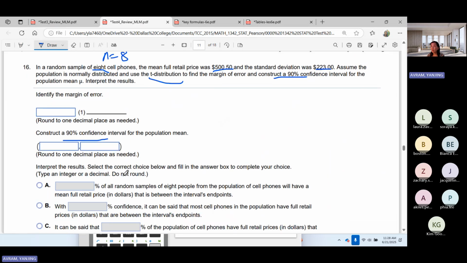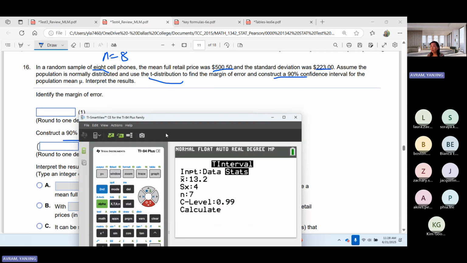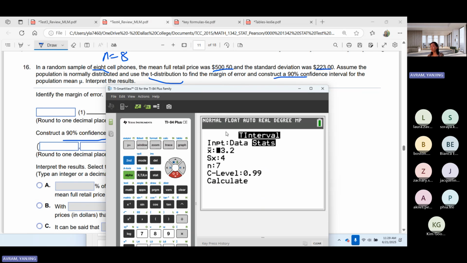And if I'm using a calculator, I can do that as well. If I'm using a calculator, there's no formula to calculate just the margin of error. So I will have to calculate my interval first. Okay, so my interval, retail price, standard deviation. We have n here is 8. Confidence level, we want 90%. All right, we can go ahead and calculate.